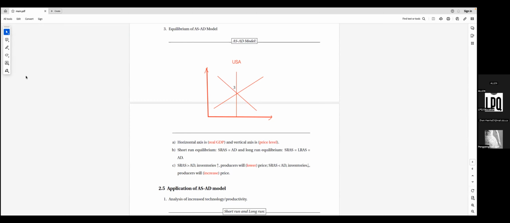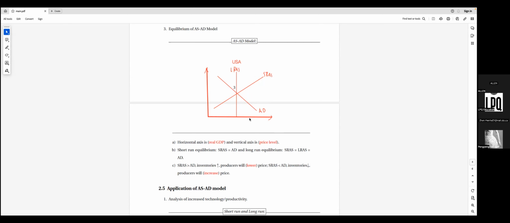Another difference is that in this model we have three curves instead of two. That's because we have two different versions of the supply curve. We call one the long-run AS and the other the short-run AS. The demand curve is friendlier: we only have one AD, called the aggregate demand curve.